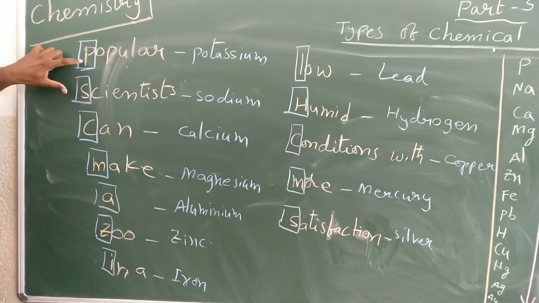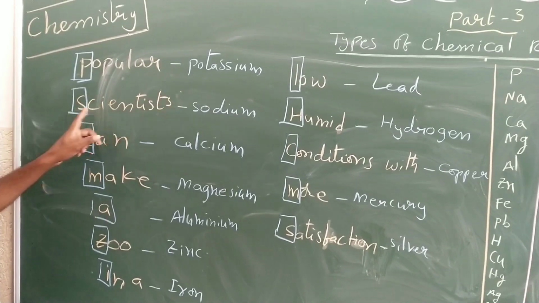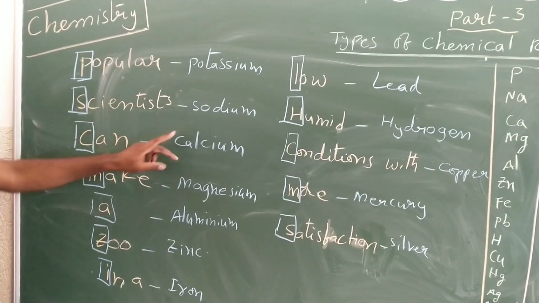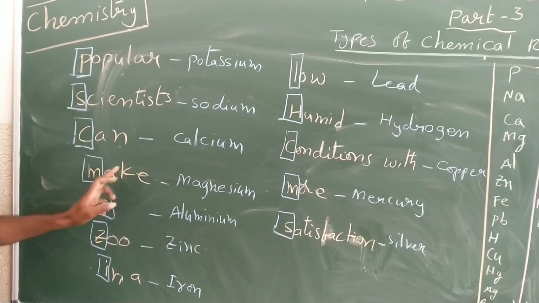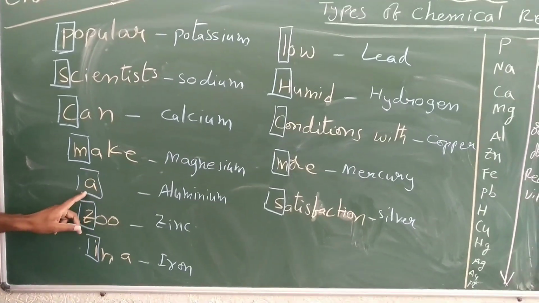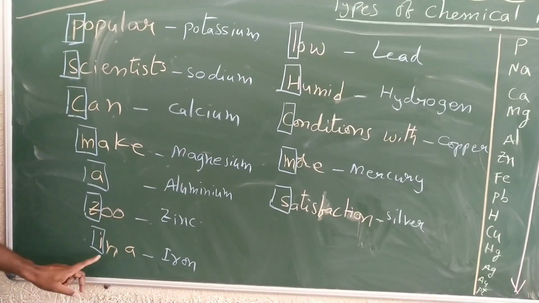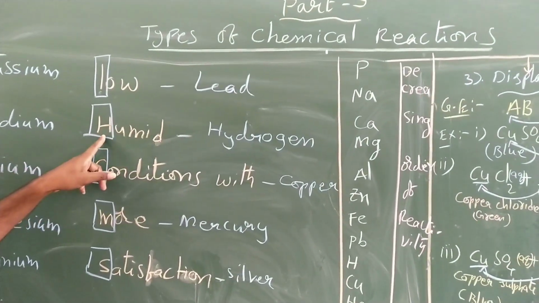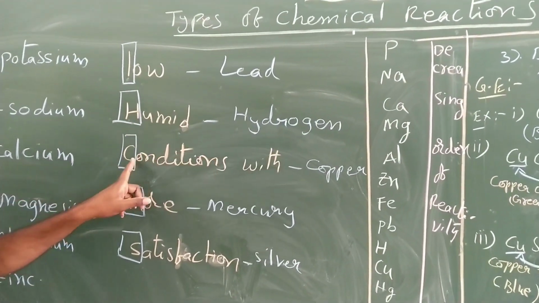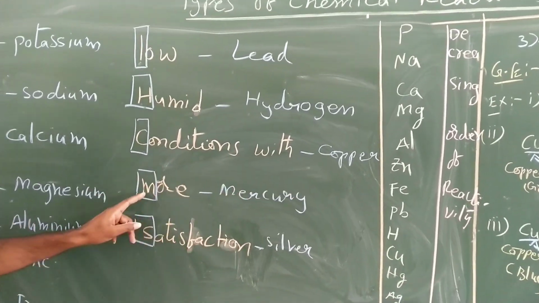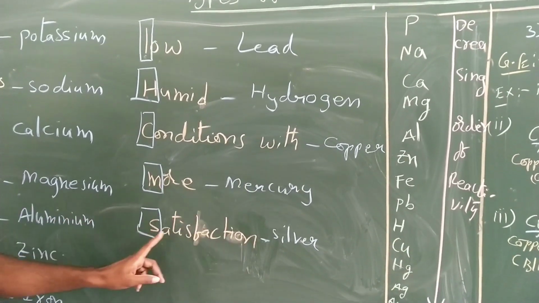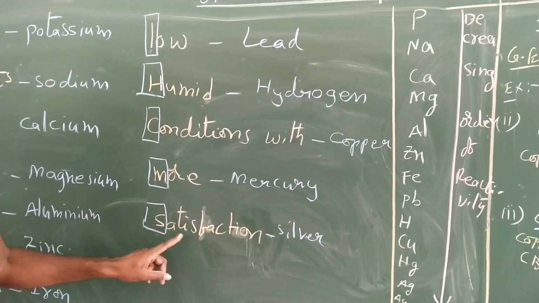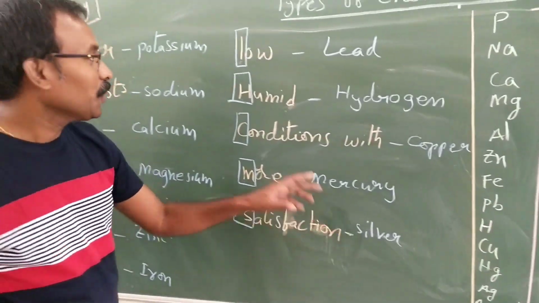From the popular, first letter P is nothing but the potassium, scientists, S for sodium, can, calcium, make, M for magnesium, A for aluminium, Z for zinc, I for iron, low, L for lead, humid, H for hydrogen, C for copper, more, M for mercury, S for satisfaction, S for silver. So this is the sequence.